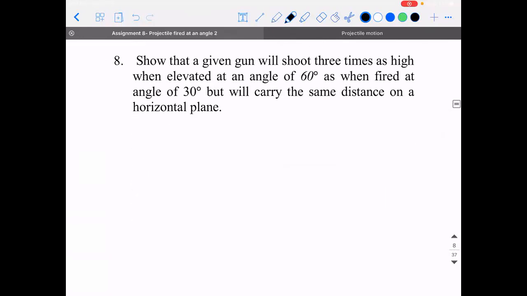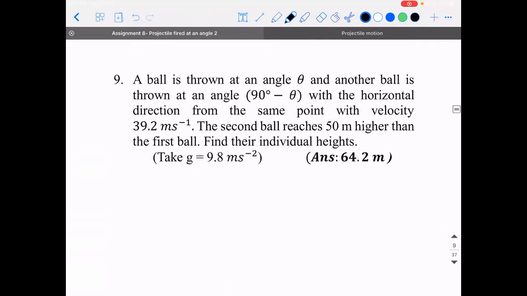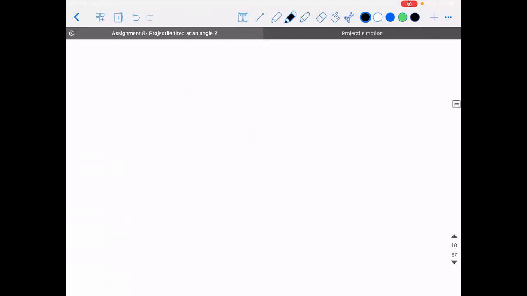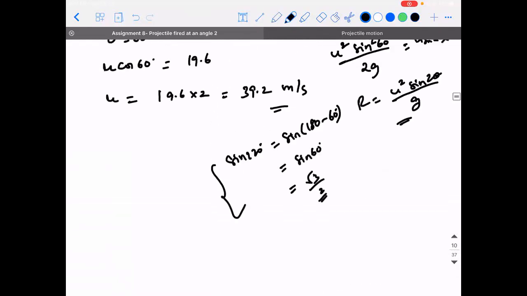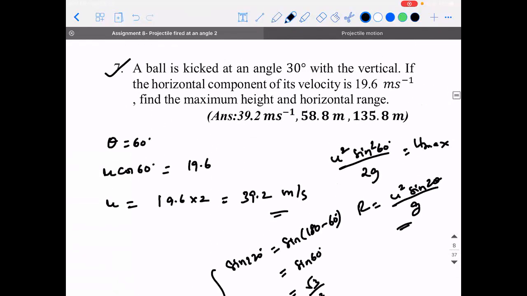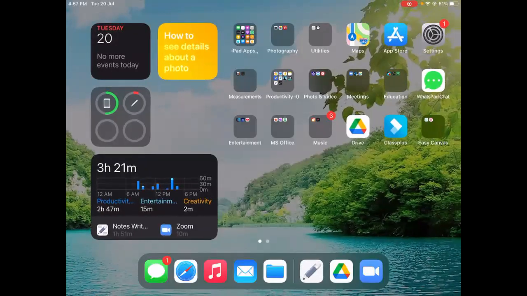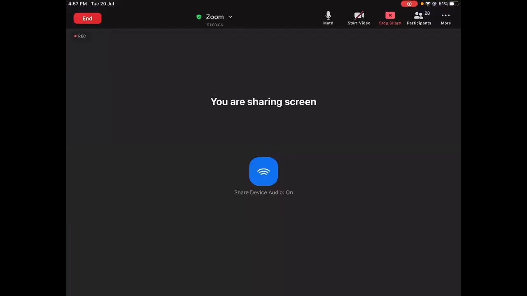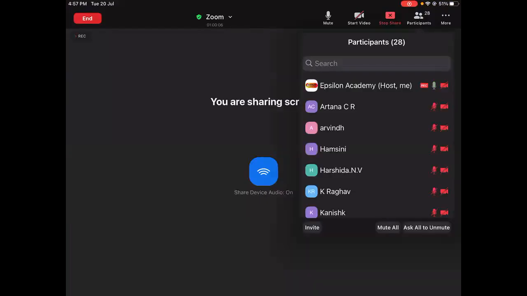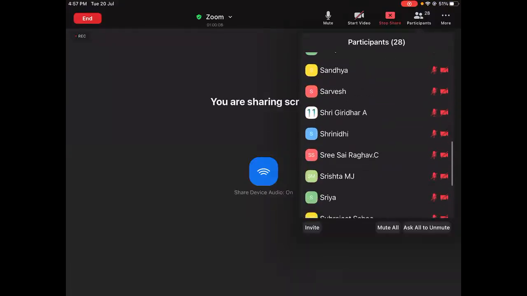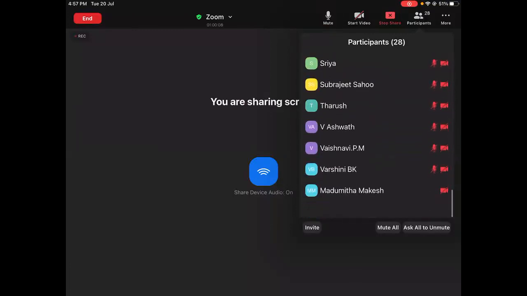So I'll upload this assignment. Try to do the remaining problems. We'll discuss in the class. After I clear the doubts, tomorrow we'll start relative velocity. That's it, guys. That's it for today. Any other doubt from today's class?